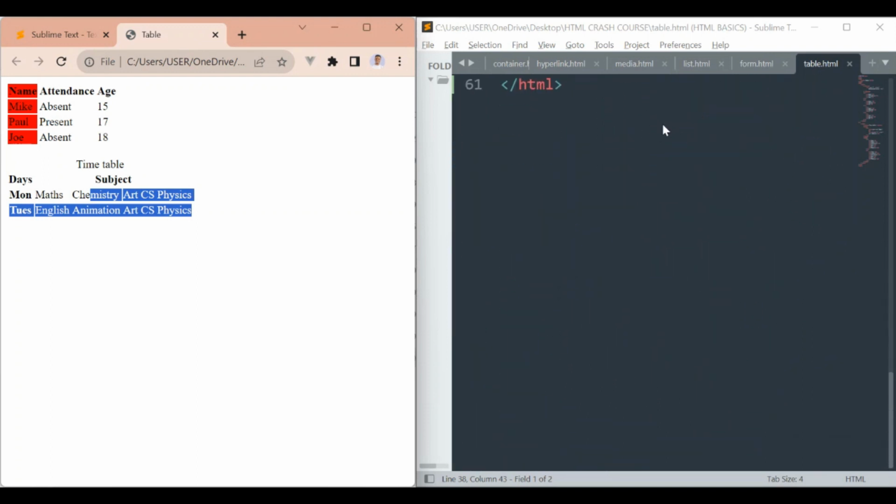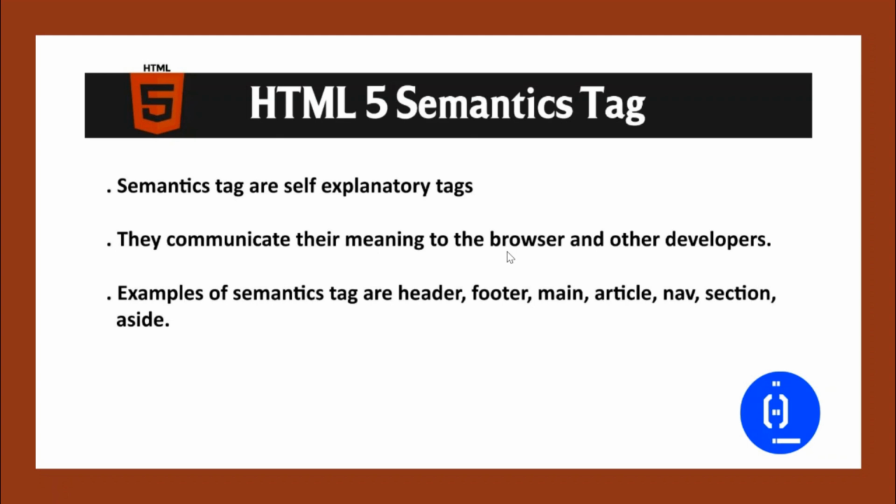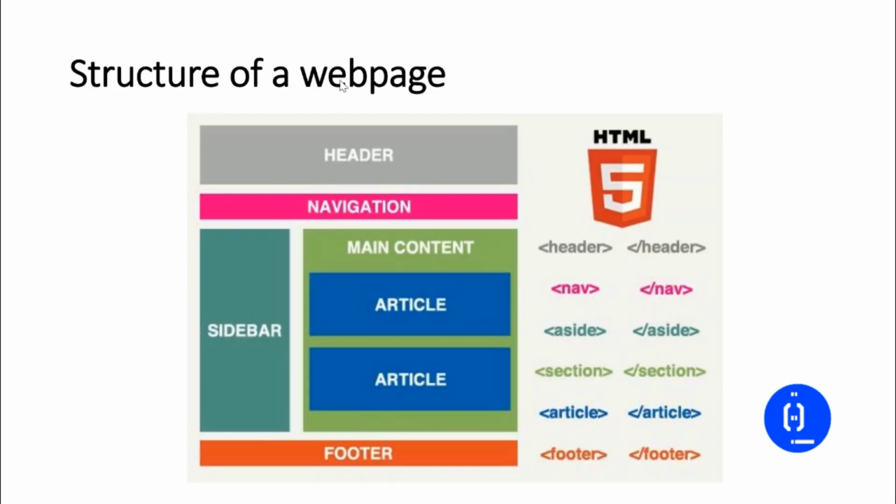Okay. So the next thing we are going to look at is HTML5 semantics tags. HTML semantics tags are self-explanatory tags, and the reason why they are called self-explanatory is because they communicate their meaning to the browser and other developers. So examples of semantics tags are header, footer, main, article, nav, section, and aside.